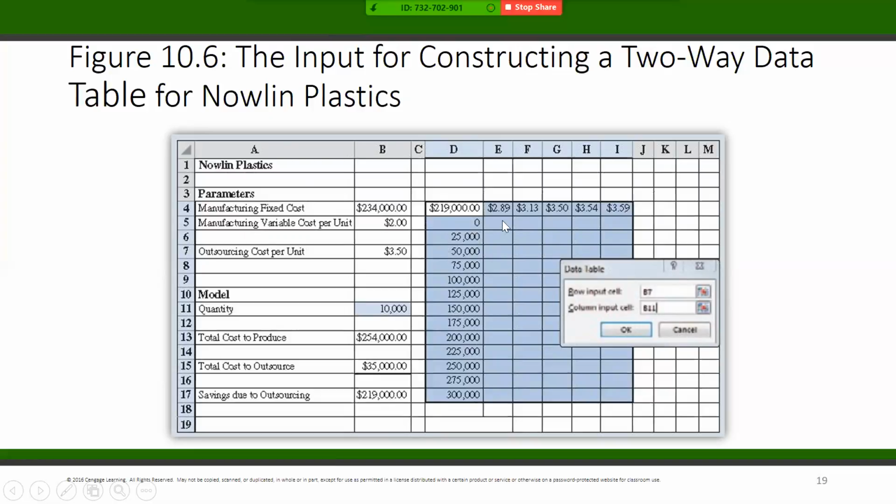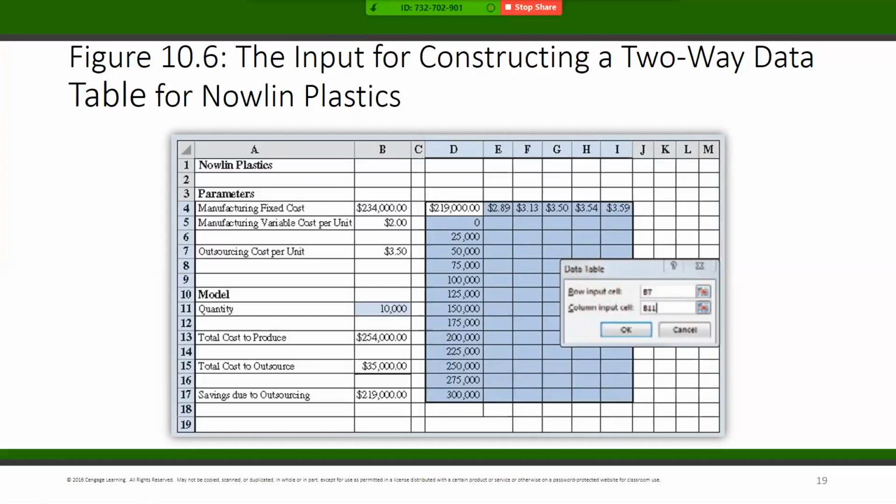Okay, so once the table inputs have been entered into the spreadsheet, we can perform the following steps as shown in our book. We're going to first select D4 through I17, so we're going to select that whole blue section. We're going to click the Data tab in the ribbon of our Excel. We're going to click the What-If again in the Data Tools, and we're going to select Data Table.